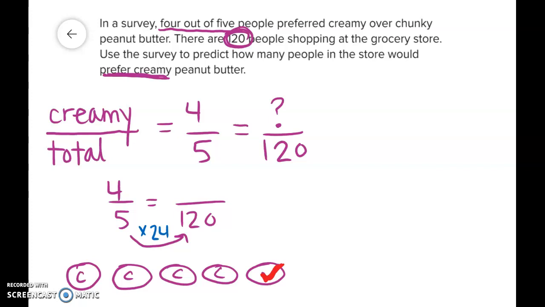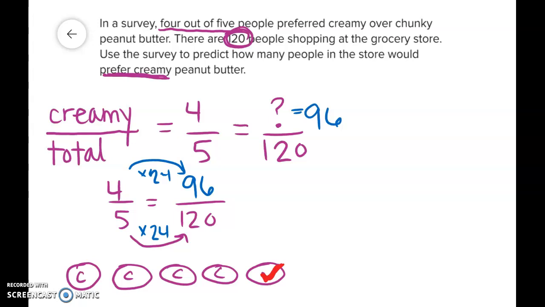And so now what we're going to do is do that same thing to the 4. We're going to multiply that by 24. And when you do that, that keeps the relationship proportional. So I do 4 times 24 and I get 96. So 96 people out of 120 people would prefer creamy peanut butter over crunchy peanut butter.